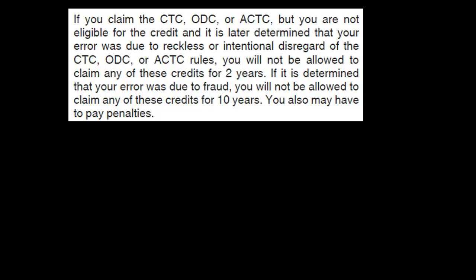This is coming from Publication 972, page 3. So you can get those, I will provide those with the resources. So let's go to the text here.